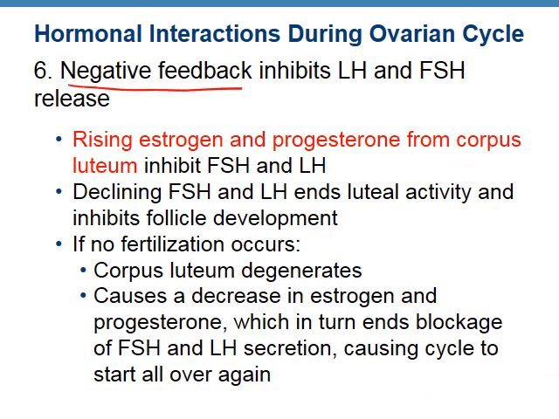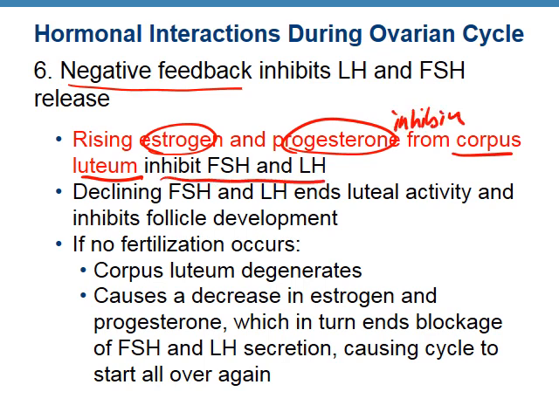So now we have negative feedback. So what's the negative feedback? It's because the corpus luteum is secreting estrogen, progesterone, and inhibin. All of that is inhibiting FSH and LH.